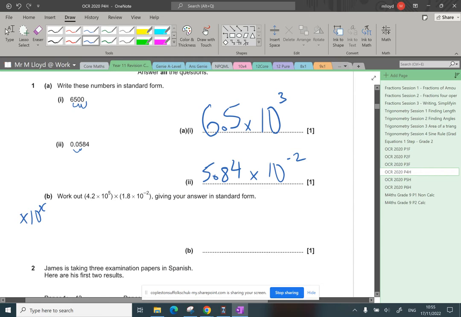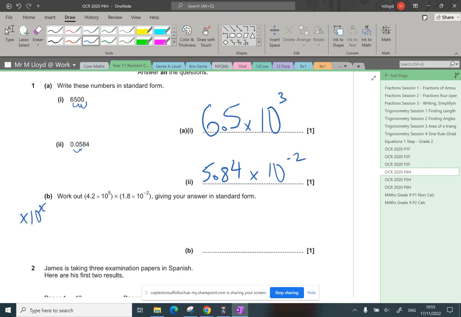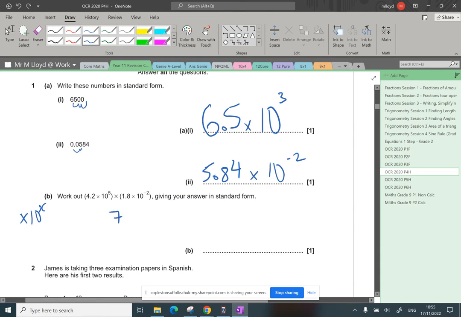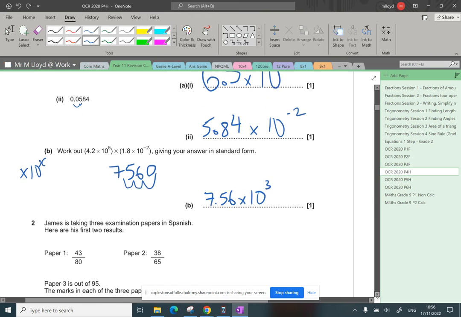And then multiply, open bracket, 1.8 times 10 to the power of negative 2. And what comes out is 7560. And then we need to write that in standard form as 7.56 times by 10 to the power of 1, 2, 3. Wonderful. So that's question 1 done.